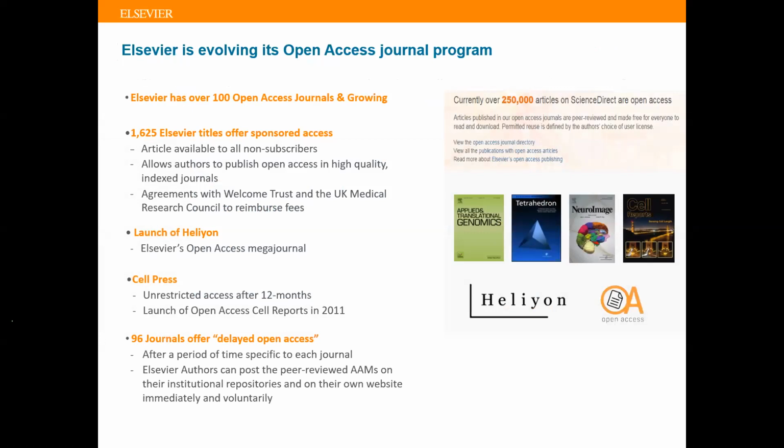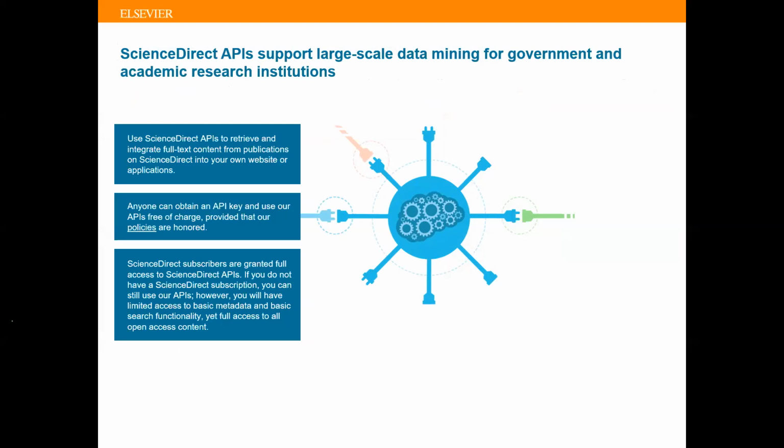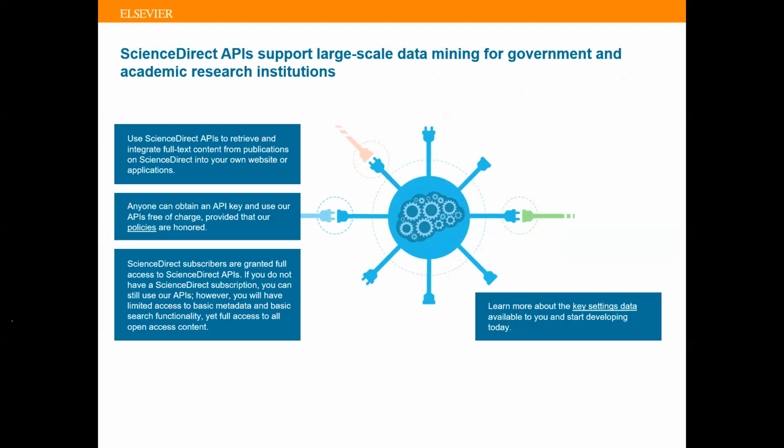So we are also evolving our open access journal itself so that we have more open access journals, so that you're actually able to browse through content in a better possible way. For librarians, we also provide libraries with the support of ScienceDirect APIs so that you're able to retrieve and integrate full text content from publications into your own website or institutional repository.